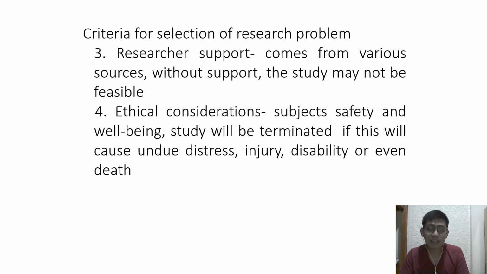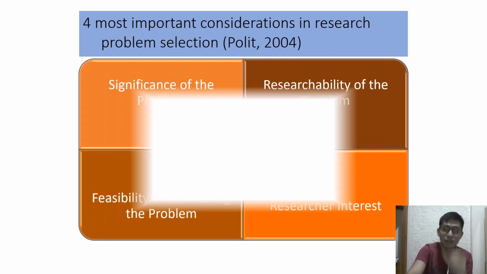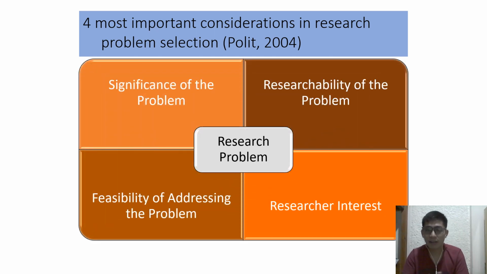And ethical consideration is very important in creating a research problem because of the subjects' safety and well-being. The study will be terminated if this will cause undue distress, injury, disability, or even death. The four important considerations in research problem selection, again: significance of the problem, feasibility, researchability, and the research interest.